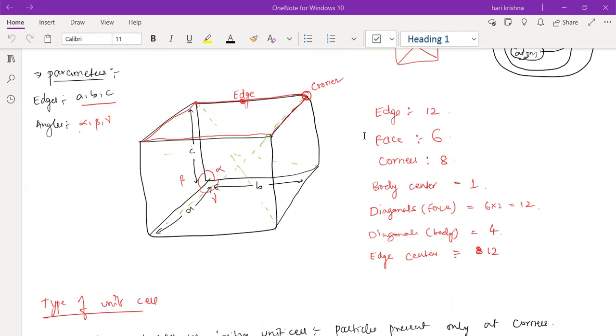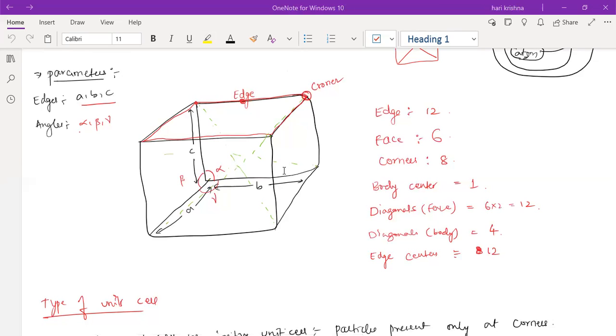So if we take this as a unit cell, again we have different terms in the unit cell. One is the edge, right? The line connecting two lattice sites in the given unit cell is called an edge. In total, how many edges are there? 12. 12 edges are there. Next one is the face. If you take any cube or cuboid, how many faces will be there? 6 faces. Next, how many corners will be there? 8 corners will be there.